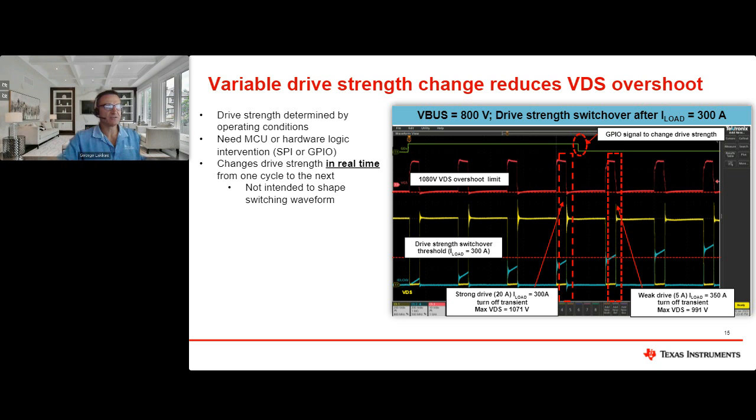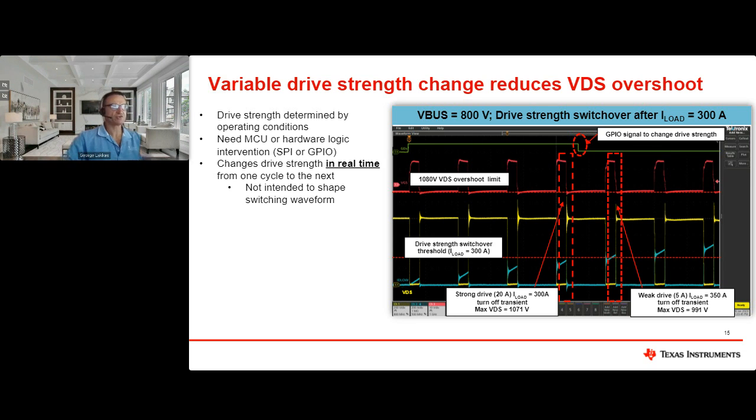As we are approaching 300 amps, right about here, you can see the spike is quite high. So we're beginning to approach the silicon carbide overshoot max. As soon as we hit this current, we are switching down the drive strength from strong to weak. So on the next cycle, we went from 20 amps at 300 amps. In the next cycle, we're now employing 5 amp weak drive strength at a load current of 350 amps. And you will see then how we reduce the overshoot.